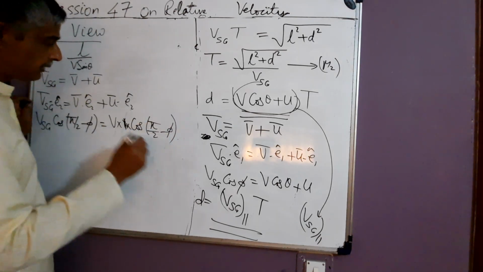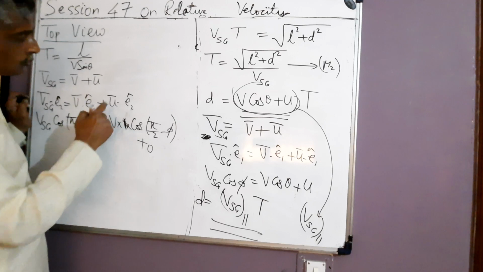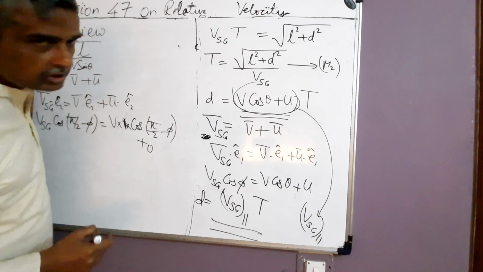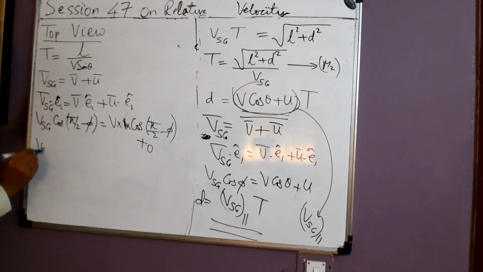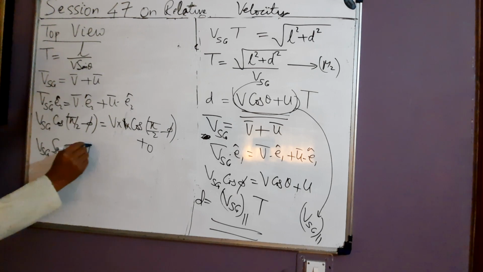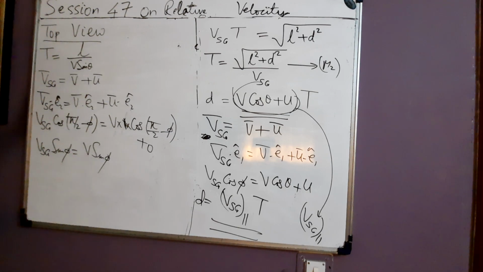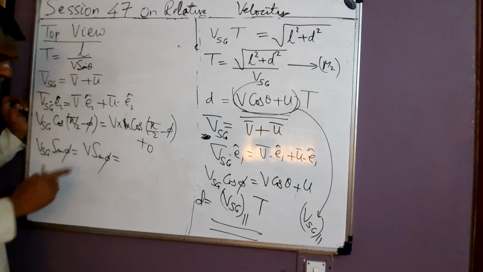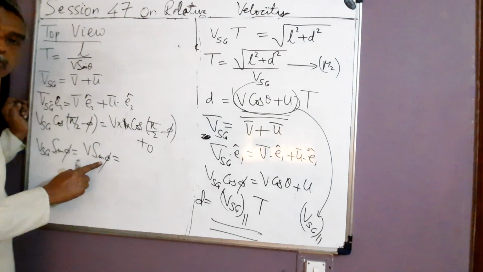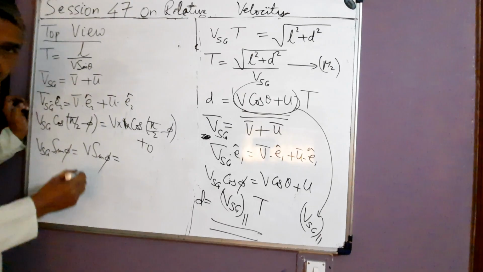5 by 2 minus 5, and u dot e2 becomes 0 because u and e2 are mutually perpendicular. The dot product vanishes. So this means VSG sine phi is equal to V sine phi. We can interpret V sine phi in two ways: the component of VSR normal to the river flow direction. This is V sine phi.